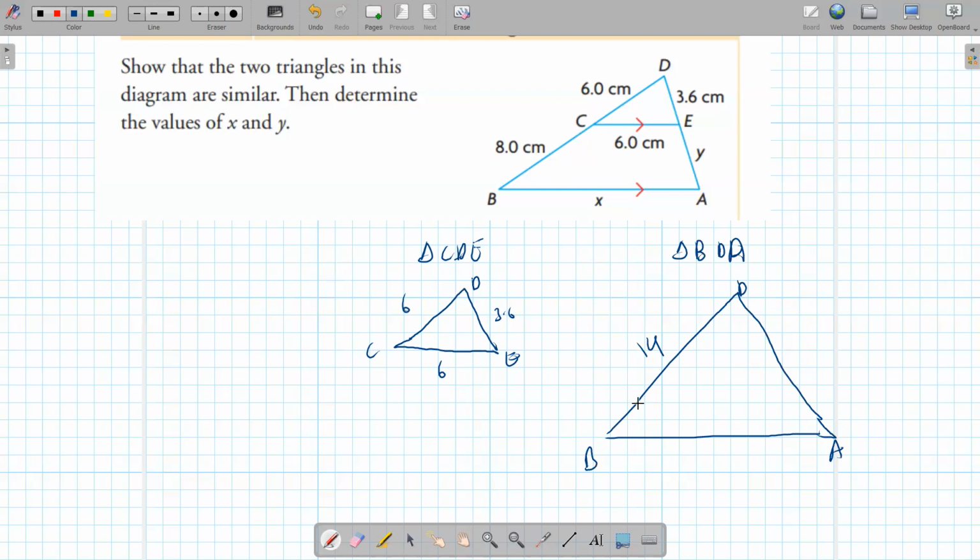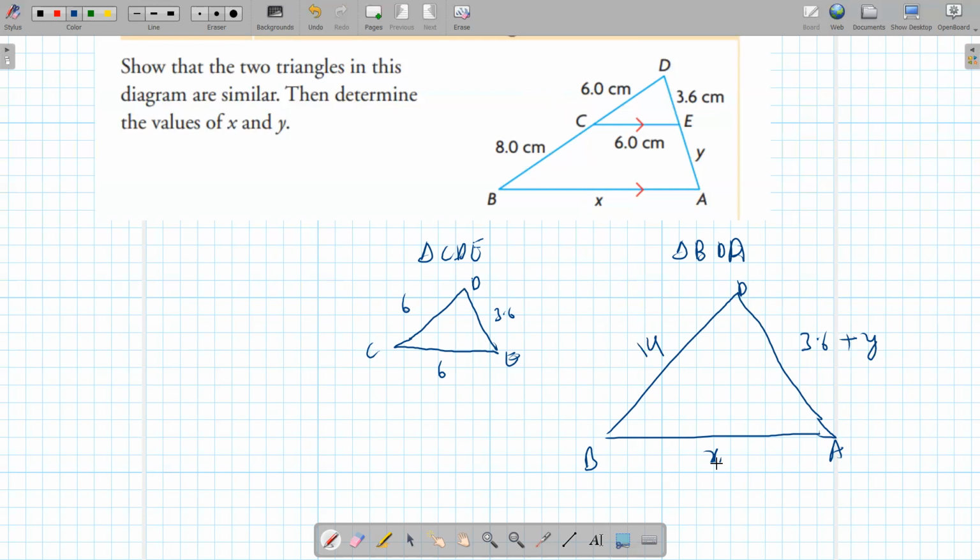11.6. D to A, you got 11.6. How'd you get that? Oh wait, it's wrong. It'll be in terms of Y. We don't know what Y is. So what's the length from D to A in terms of Y? It'll be 3.6 plus Y, okay? Just like how you did 8 plus 6 to get 14. You would do 3.6 plus Y to get D to A, and then finally on the bottom we have X, the distance from B to A, the side length.